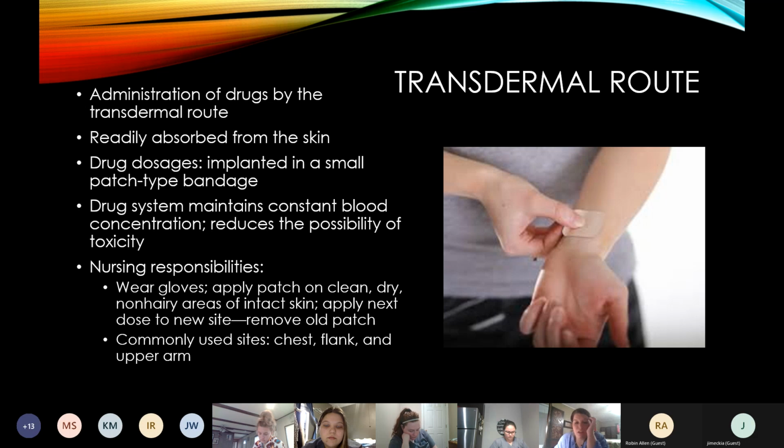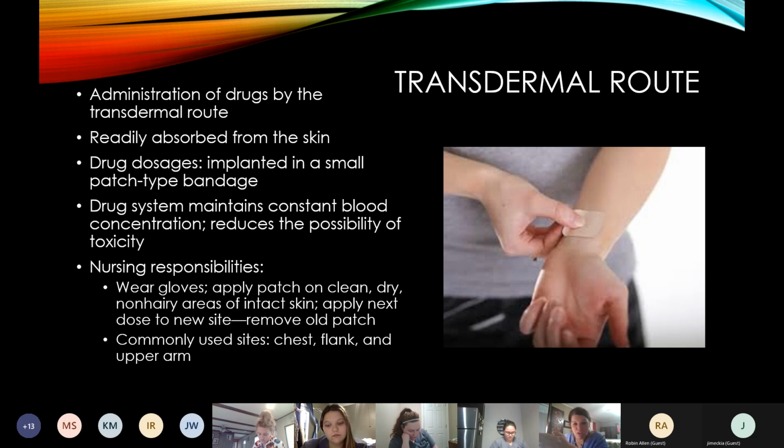So like if we're putting it on the left forearm, we want to make sure that it's on the left forearm. Because if we accidentally put it on the right forearm, when the nurse goes to take it off, you know, you're not always going to be the person who takes the patch. You're not always going to be taking it off if you put it on.